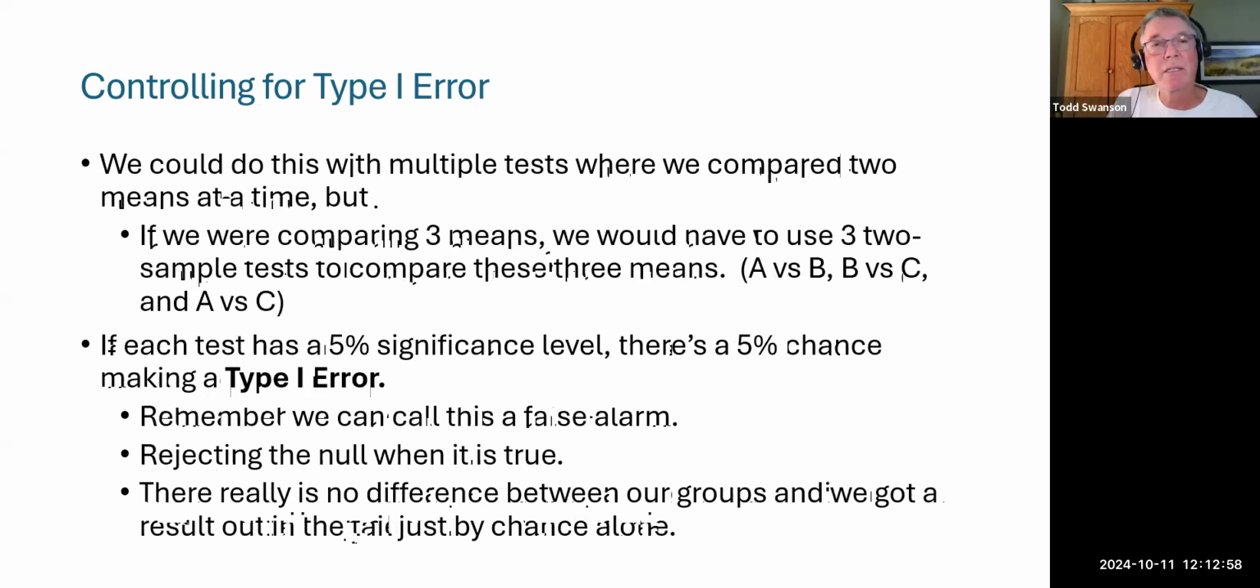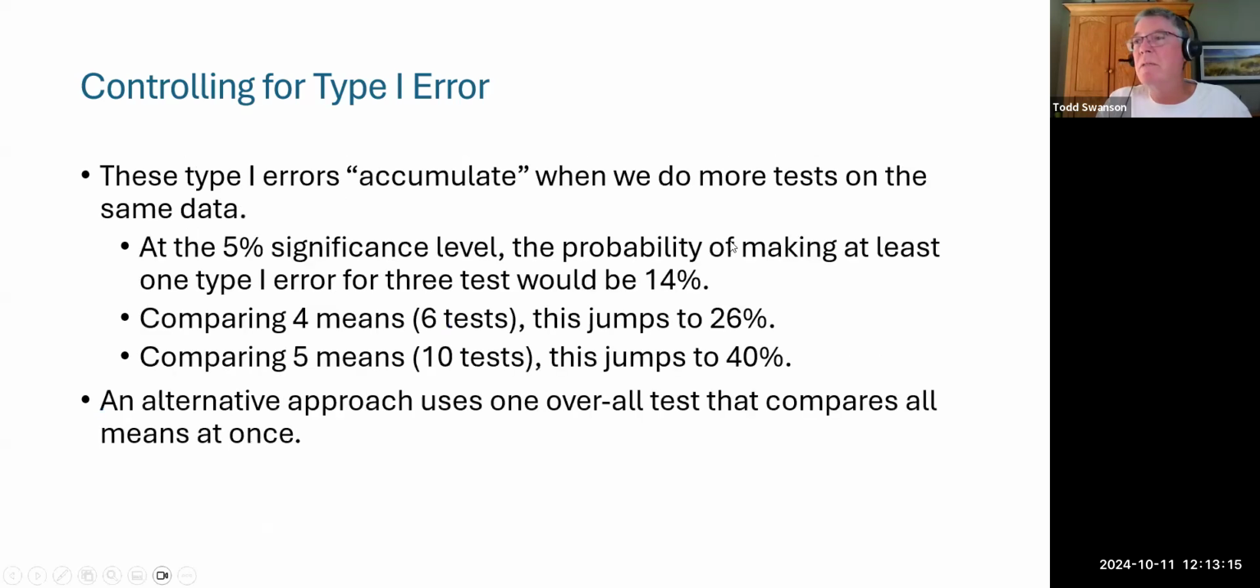Remember, type 1 error is rejecting a true null hypothesis. We like to call that a false alarm. You're rejecting the null, so you're concluding something. You're saying, oh, there's an effect here, when in fact there isn't. Well, that's a false alarm. So if you're doing this over and over again, it builds up. These type 1 errors accumulate.